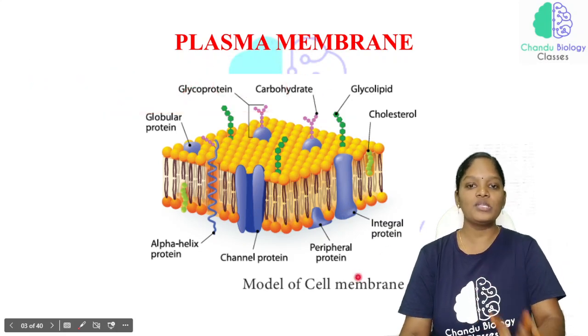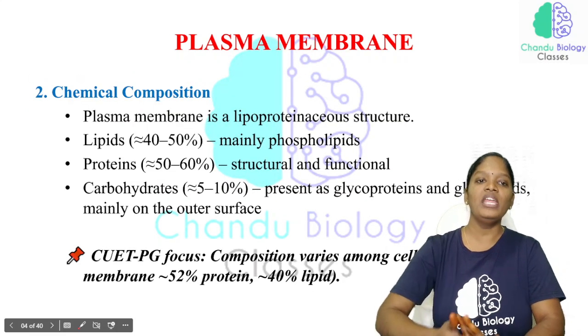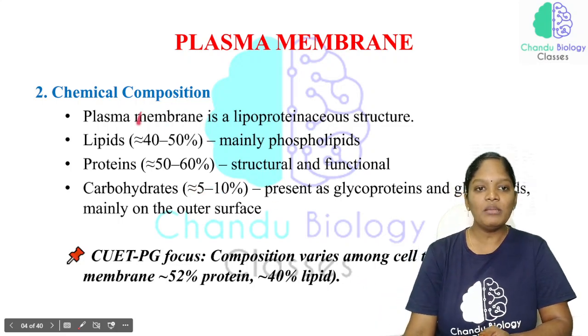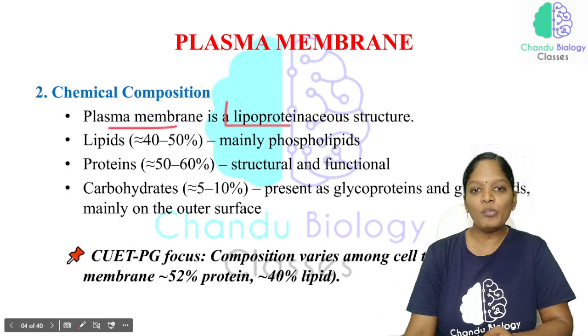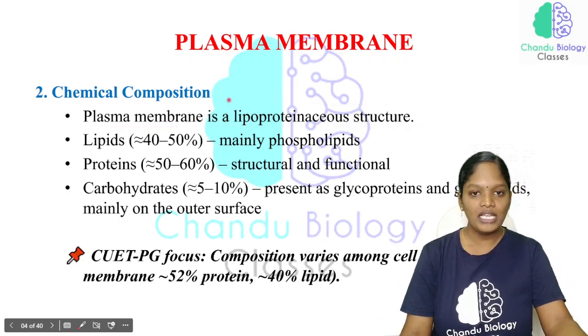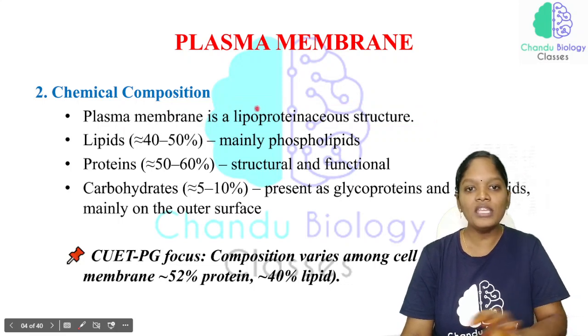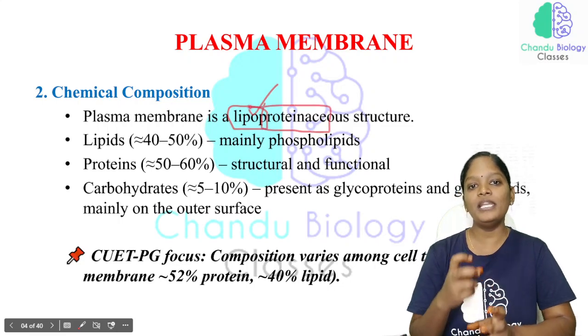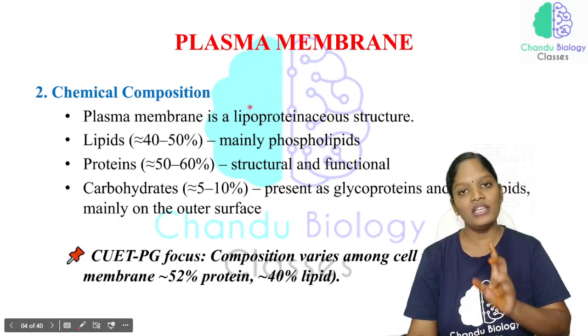Right? Now this is a model of a plasma membrane. And what is its chemical composition? Just now I explained it to you. See, the plasma membrane is a lipoproteinaceous structure. What is meant by lipoproteinaceous? It is made up of lipid, and it is also made up of protein. So lipoproteinaceous structure is a right statement.